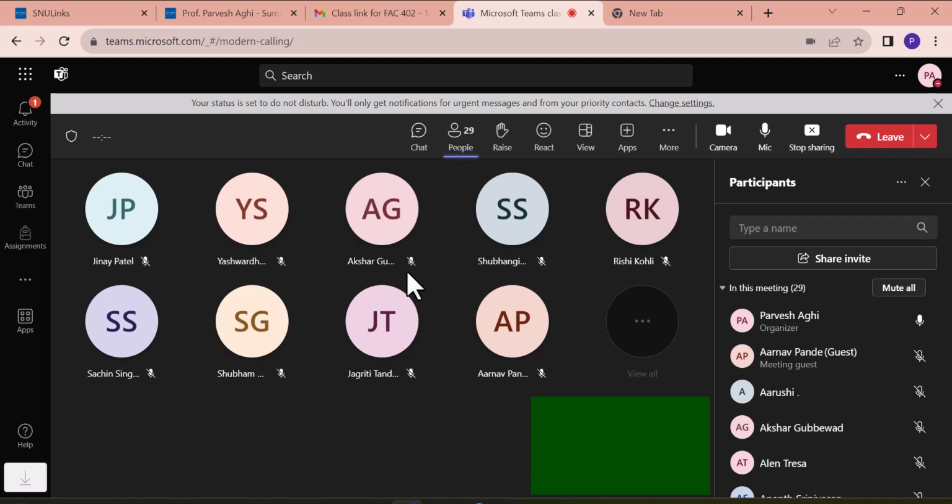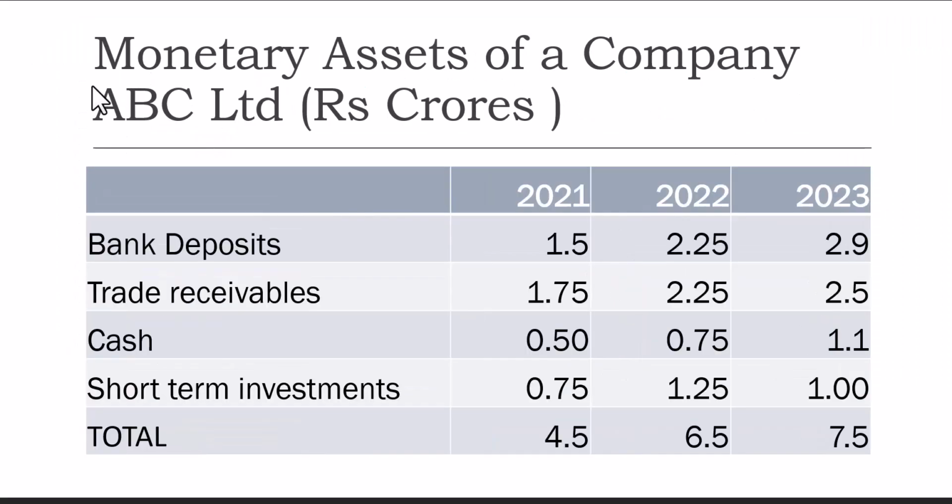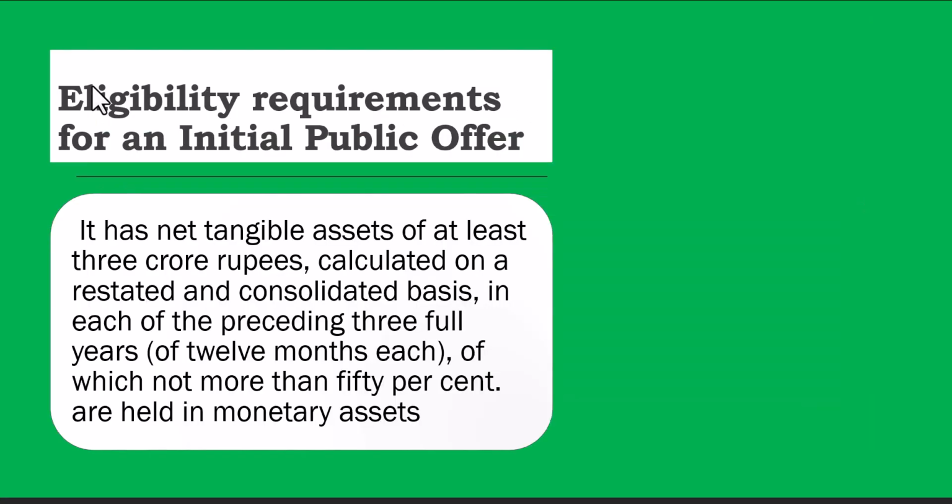So this is basically if a company wants to come up with a public issue and their net tangible assets are below 3 crores. It is 3 crores now. Okay. So what was the criteria? 3 crores. Let me just check. So it should be 3 crores.